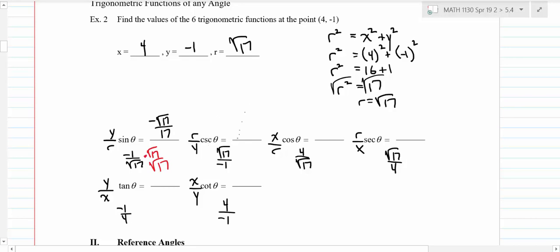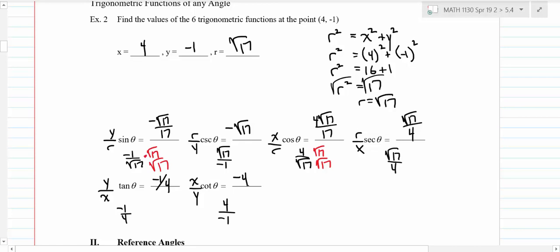Cosecant's r over y, so that should be just negative root 17 over 1, or negative root 17. Cosine's x over r, so that's 4 over root 17. Again, rationalize. I don't care if you don't write the step on rationalizing a denominator, because it's easy enough to do in your head. So that's what you get for cosine. And then secant is r over x, root 17 over 4. Okay, tangent's y over x, so you should get negative 1/4. Cotangent's x over y, 4 over negative 1 would be negative 4.